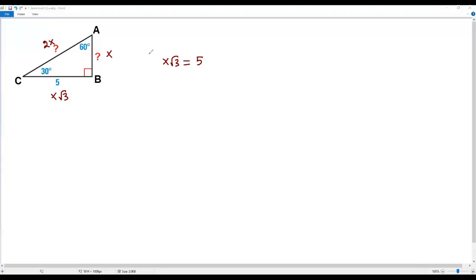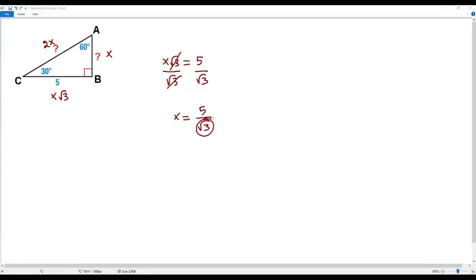Once we get the value of x, that is the length of AB, and when I multiply the value of x by 2, that will give us the length of AC, which is the hypotenuse of the given right triangle. Okay, let's solve for x in this equation. For that, I'm going to divide both sides by square root of 3. The square root of 3 cancels out. I get x equals 5 over square root of 3.